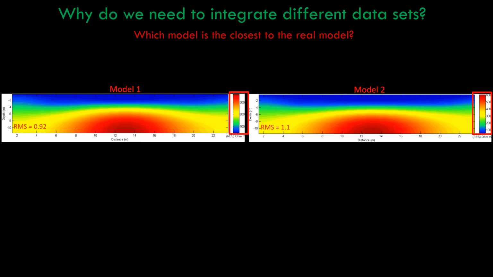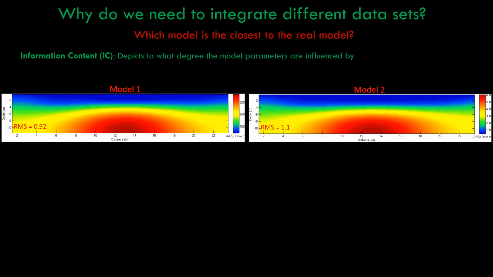To address which one is better, we need to calculate the model information content. Model information content indicates to what degree the model parameters are influenced by the measured resistivity data set. The information content of Model 2 is higher than Model 1, therefore Model 2 is better.